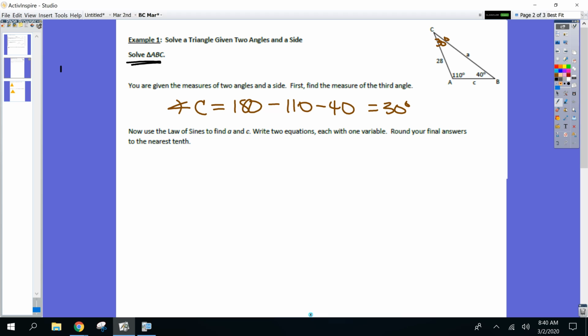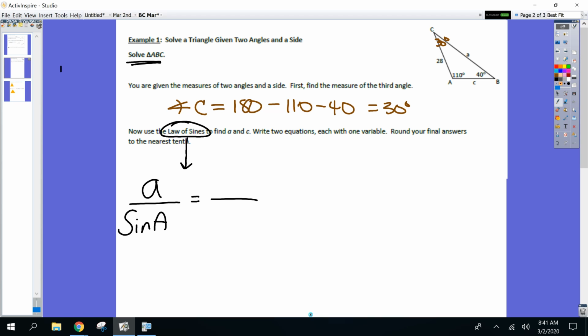So what I'm going to introduce today is what's called the law of sines. Here's what the law of sines says. It's 2 ratios equal to each other. Here's what the first ratio says. Take any side of the triangle, and I'll mark this up in a second. Put it over the sine of the angle across from it.